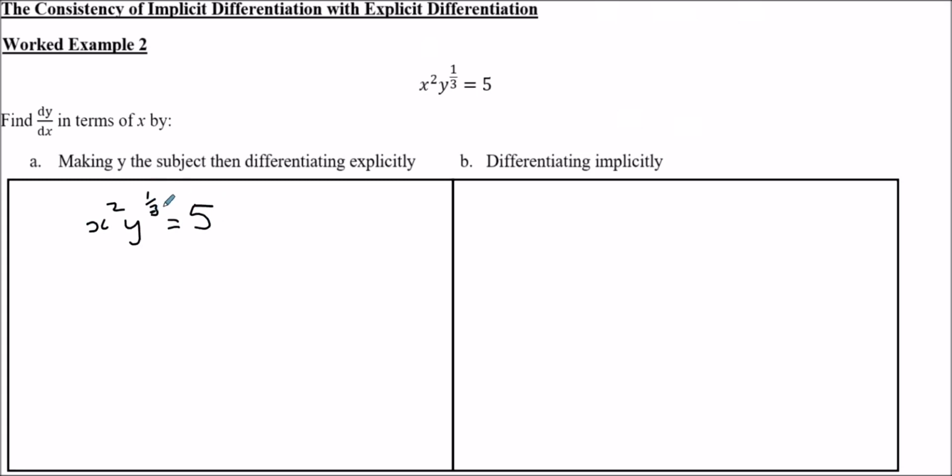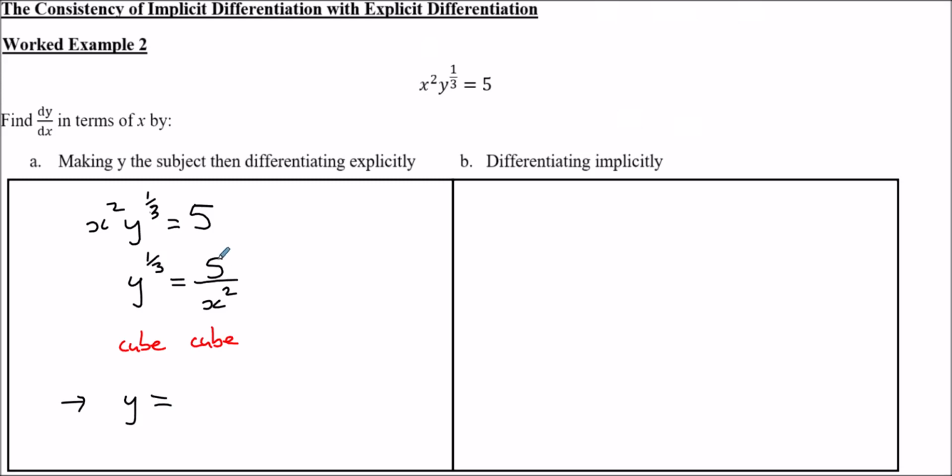So if I now divide both sides, I made a mess of that. Sorry, my 3 looks a bit wonky. There we go. So if I divide both sides by x squared and get y to the power 1/3 is 5 divided by x squared. Then finally, if I cube both sides, y to the power 1/3 cubed gives us y.